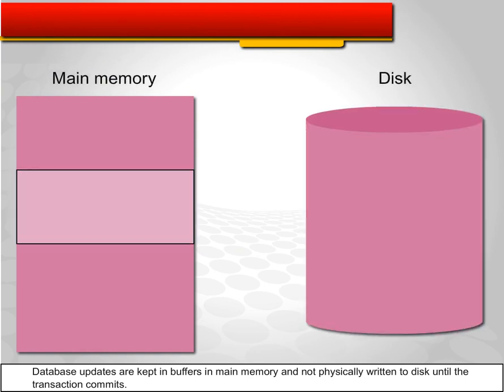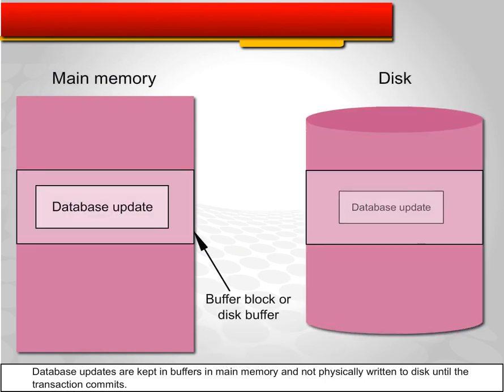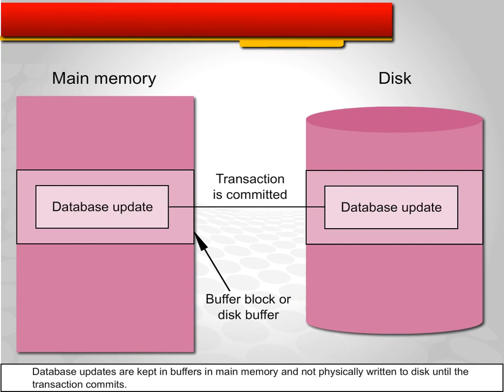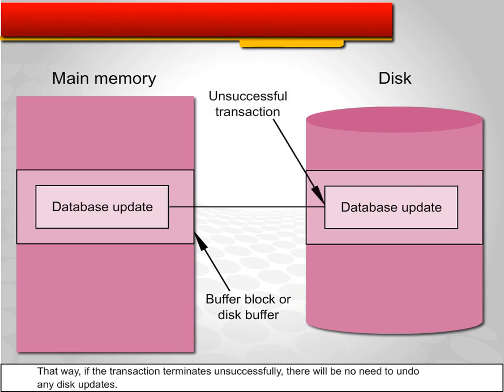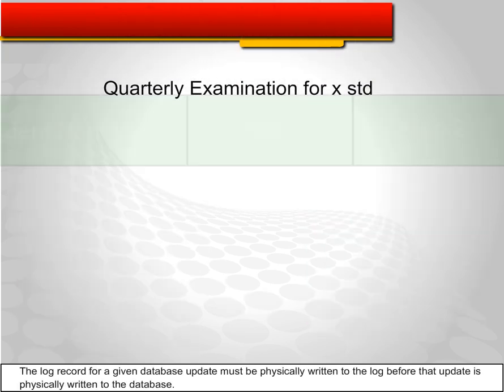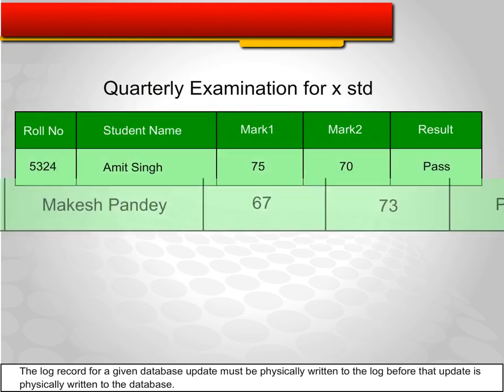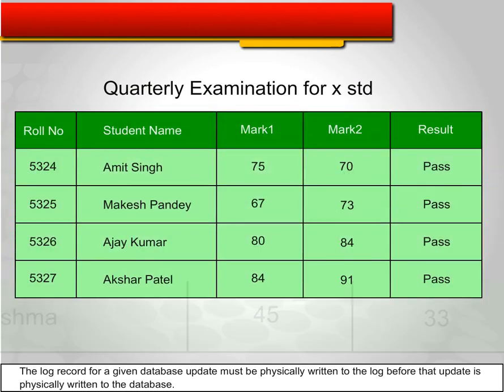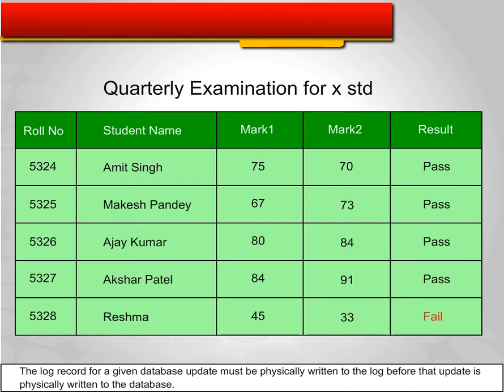Database updates are kept in buffers in main memory and not physically written to disk until the transaction commits. That way, if the transaction terminates unsuccessfully, there will be no need to undo any disk updates. The log record for a given database update must be physically written to the log before that update is physically written to the database.